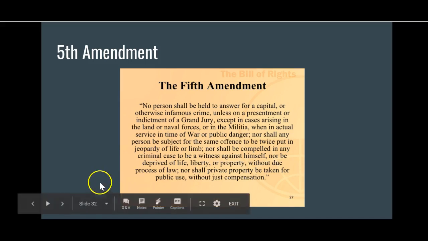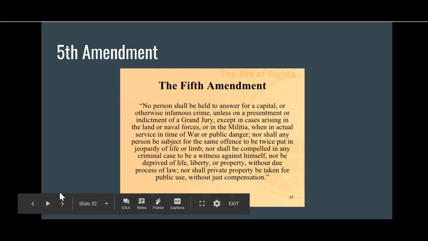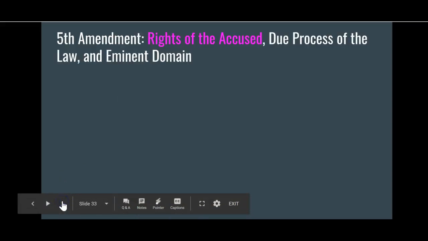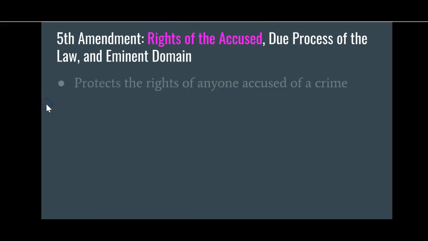The Fifth Amendment actually includes a lot of different speculations or details, and we're only going to talk about a few of them, okay? So, the Fifth Amendment is dealing with the rights of the accused, due process of the law, and eminent domain. So we are going to be talking about on this slide the rights of the accused. So if you are accused of committing a crime, the Fifth Amendment protects the rights of anyone accused of a crime. Okay?